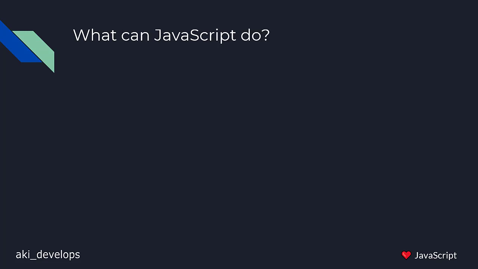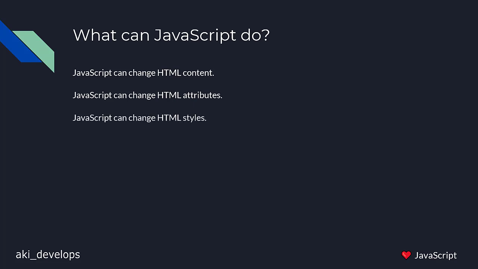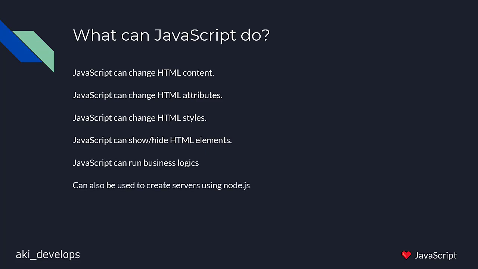So what can JavaScript do? You can do many things using JavaScript. It can change HTML content. It can change HTML attributes and styles. It can manipulate and hide HTML elements. JavaScript can also execute your business logic. You can also use it to create servers and APIs using Node.js. And there are much more you can do with it. So in short, the possibilities depend on how you can use JavaScript in your project.